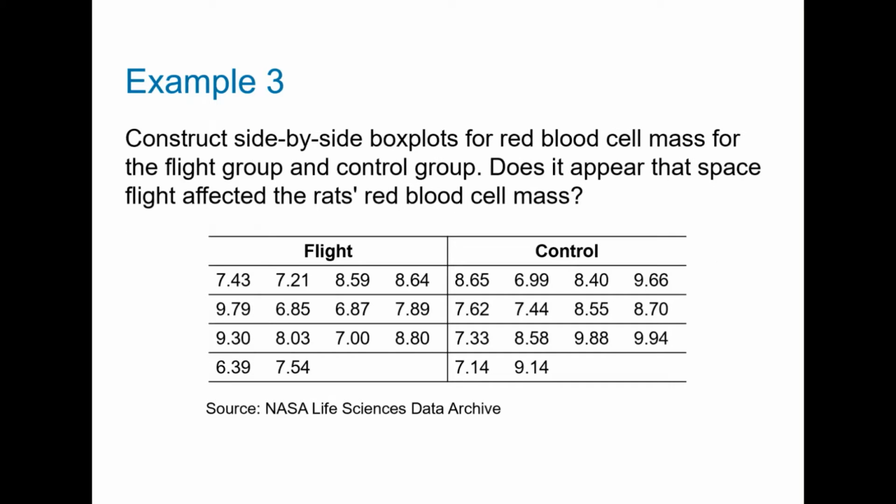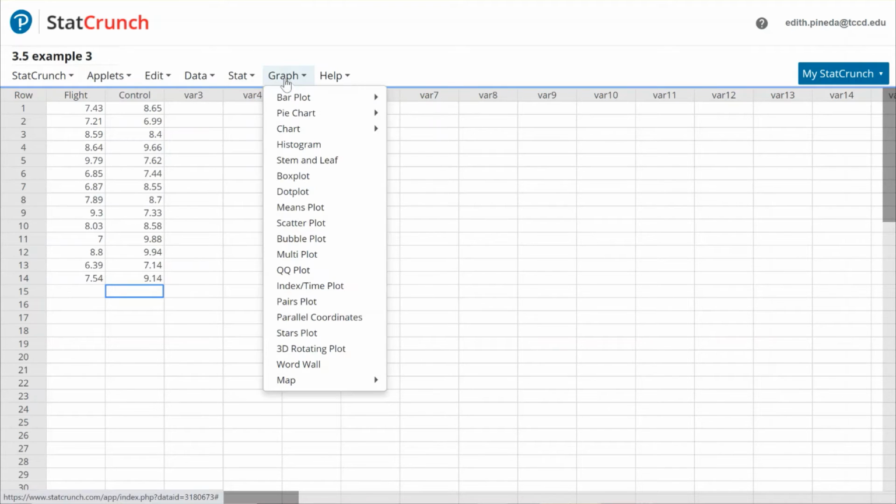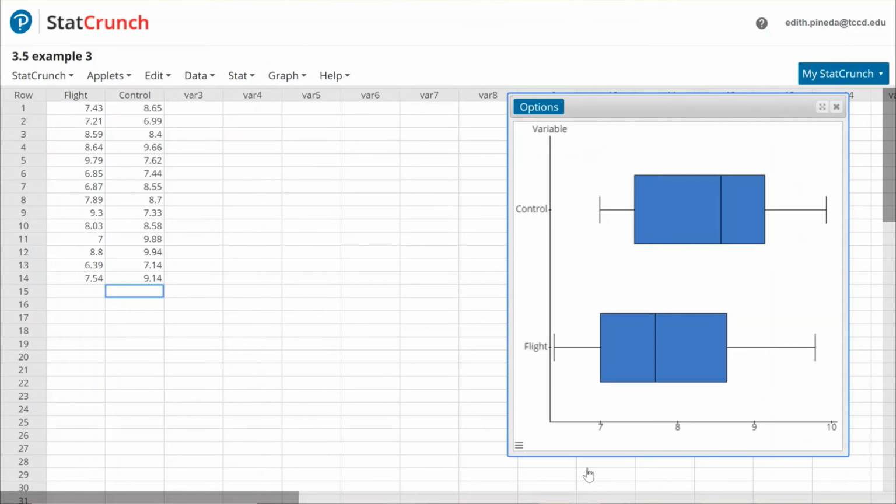Let's type our data into StatCrunch. Type in your data. You can choose to rename the columns to flight and control. Now go to Graph, Box Plot. Then you will select both columns, flight and control. Then you want to draw the boxes horizontally, so select this option and press Compute. And these are the box plots for the data.